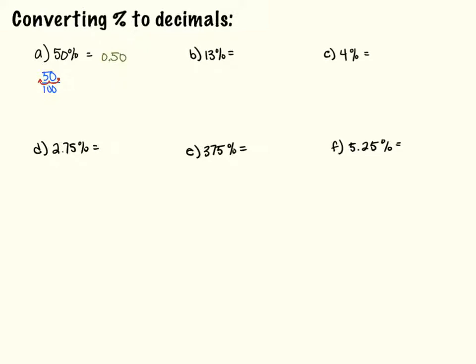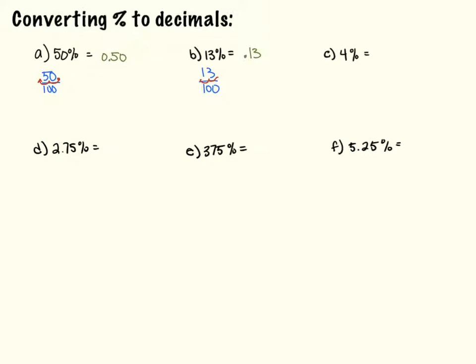So if you already know what you're doing, just go ahead and complete your notes on the paper, then move on to the next slide. Otherwise, I'll continue to talk through and discuss until you get it. 13%. So again, move that decimal twice. You end up with 0.13.